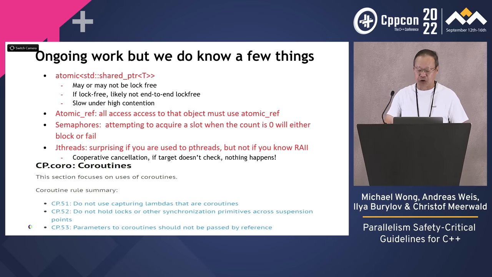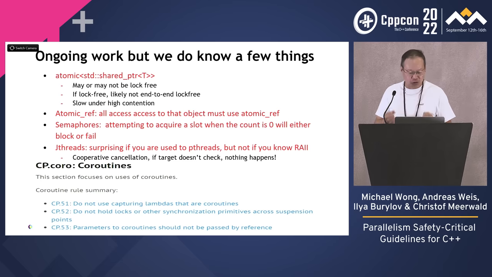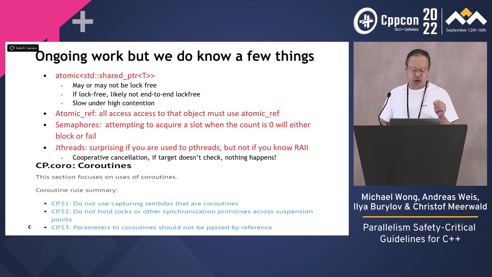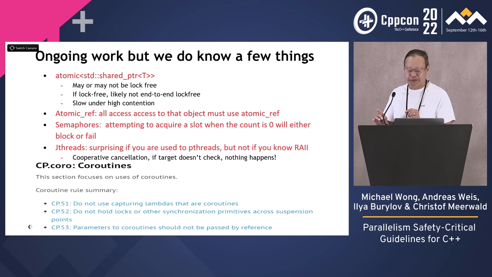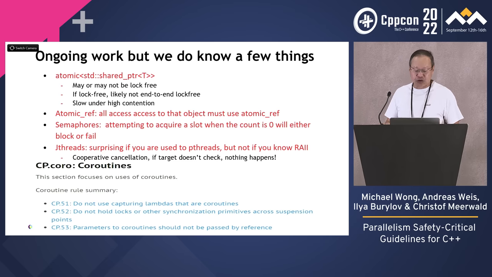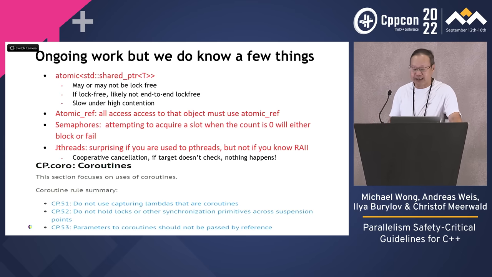Last one, CP.53: the parameters of coroutines should not be passed by reference. So here's the way this works. Once a coroutine reaches the first suspension point, like a co_await, for instance, the synchronous portion returns. After that point, any parameters passed by reference are going to be dangling. Any usage beyond that is going to be UB, which might include writing to freed memory.